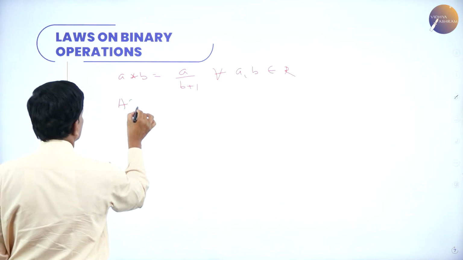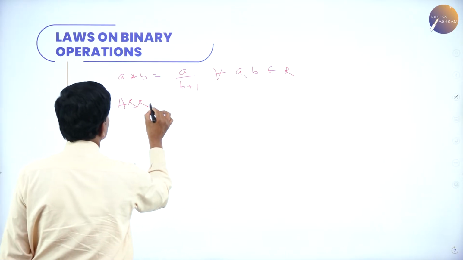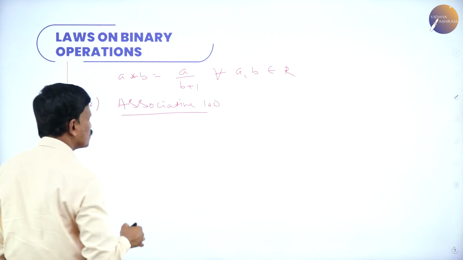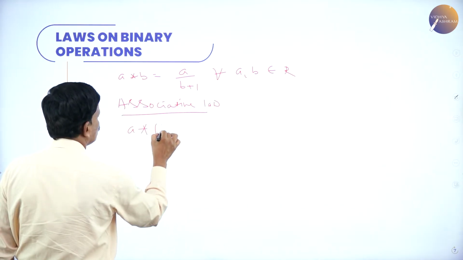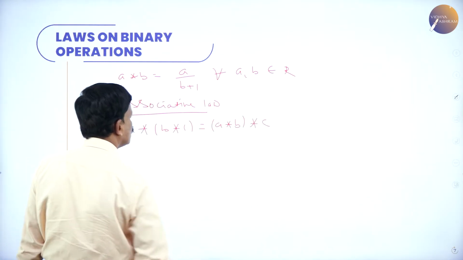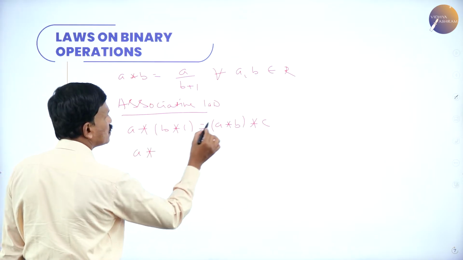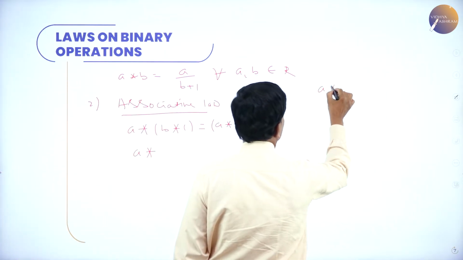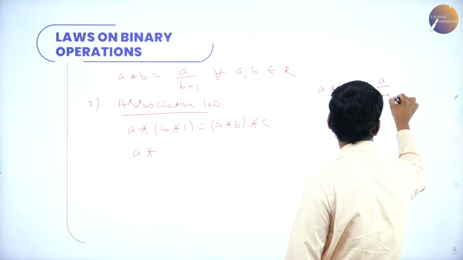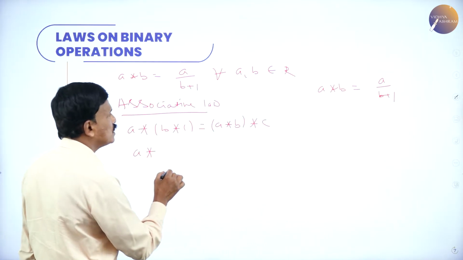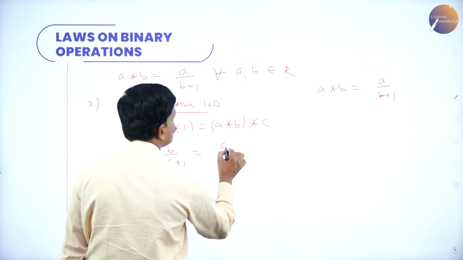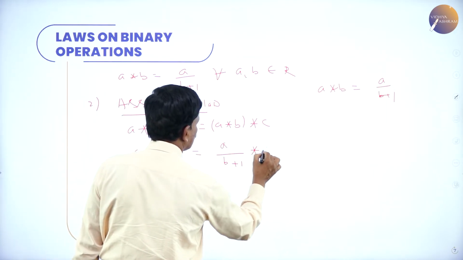Now associative property. Associative law. Axiom. A star B star C is equal to A star B star C. Now here, what is B star C? Since given A star B is equal to A by B plus 1, B star C can be written as B divided by C plus 1. So this is equal to A divided by B by C plus 1, star C.